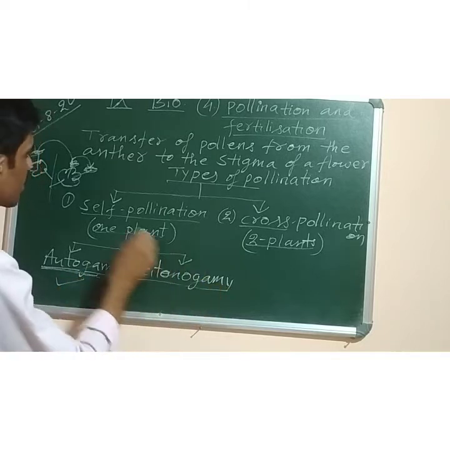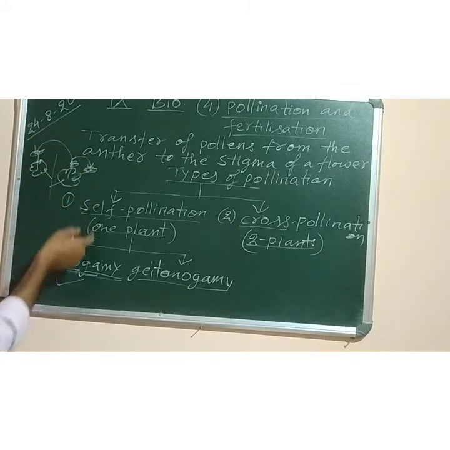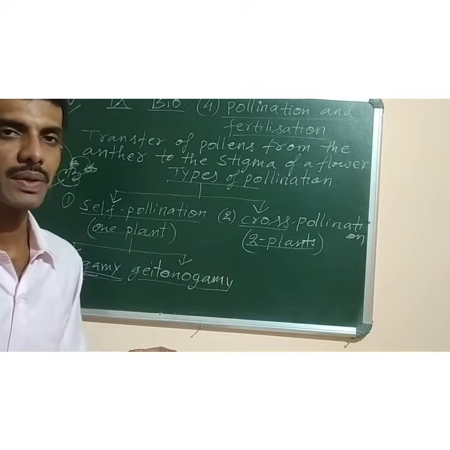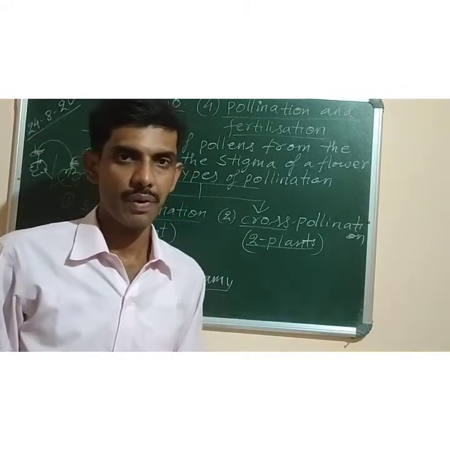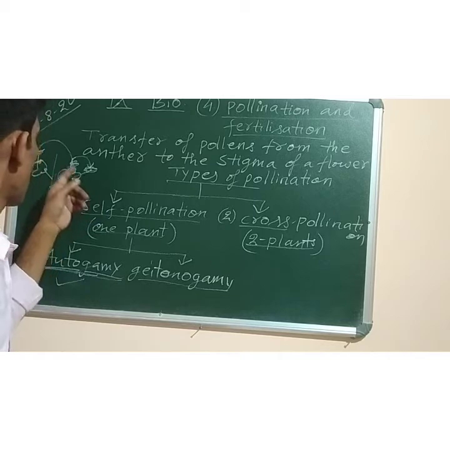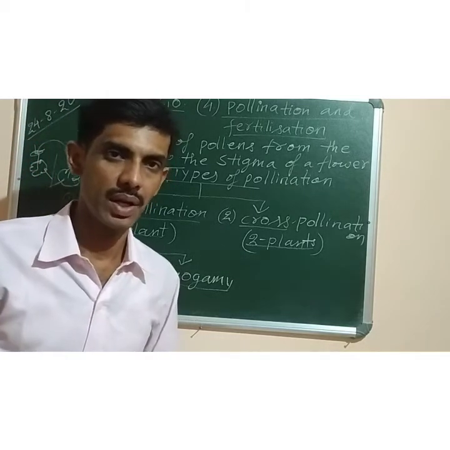But the second example which I gave, when the pollens are transferred from the anther to the stigma of another flower borne on the same plant, that is called geitonogamy. So the definition of self-pollination is the transfer of pollen grains from the anther of a flower to the stigma of the same flower or another flower borne on the same plant is called self-pollination.